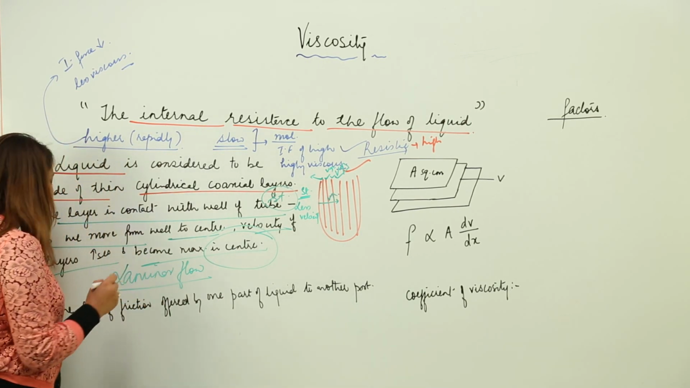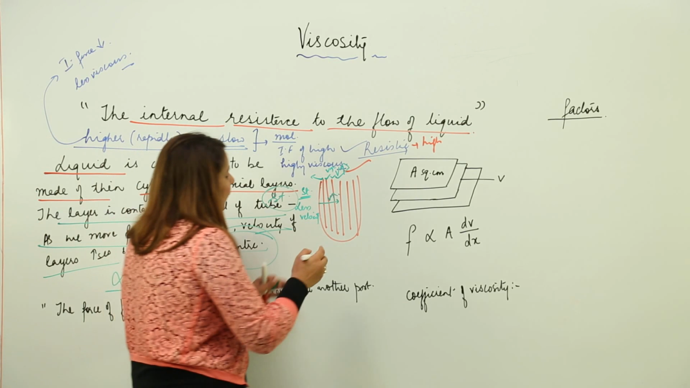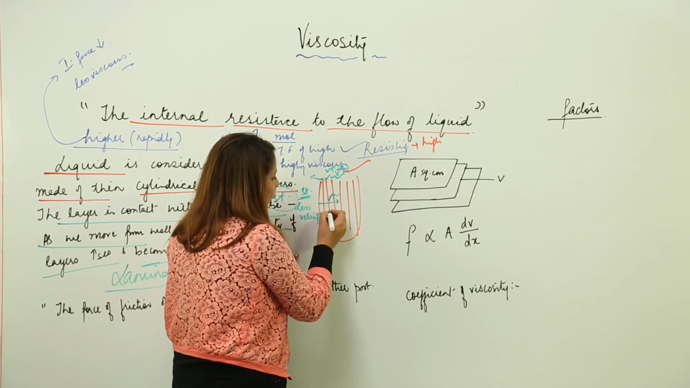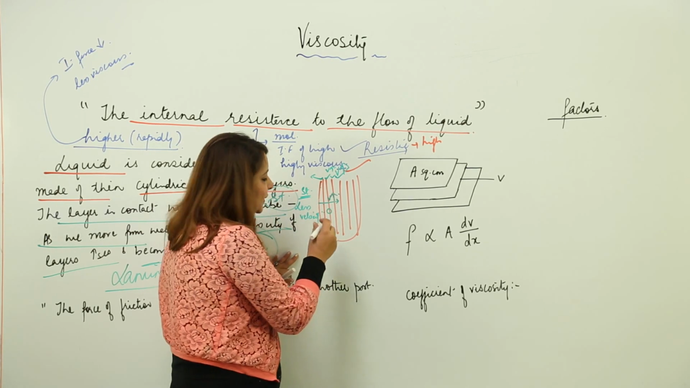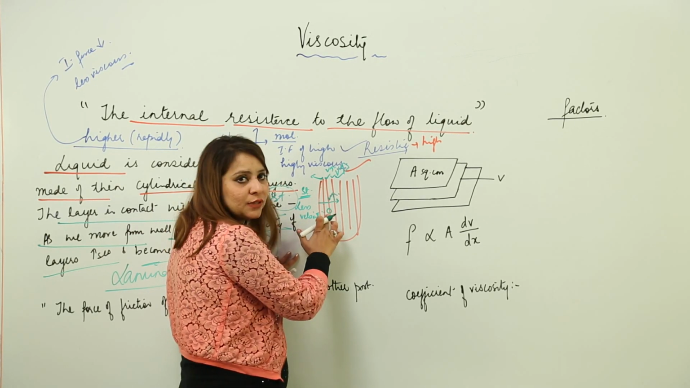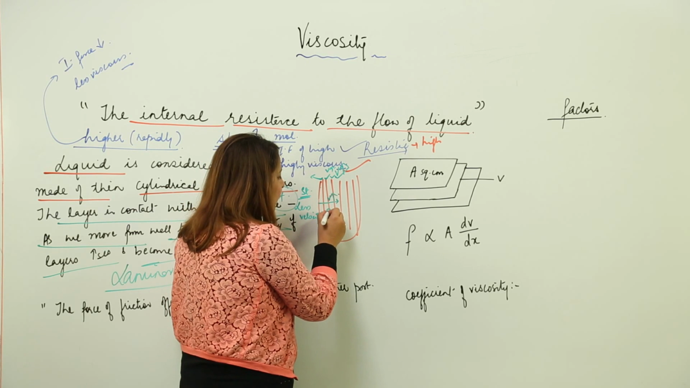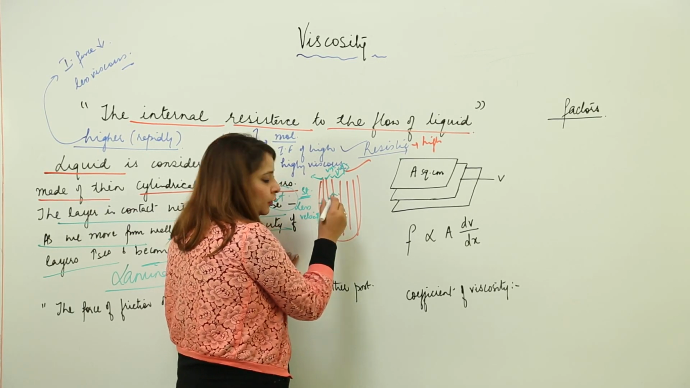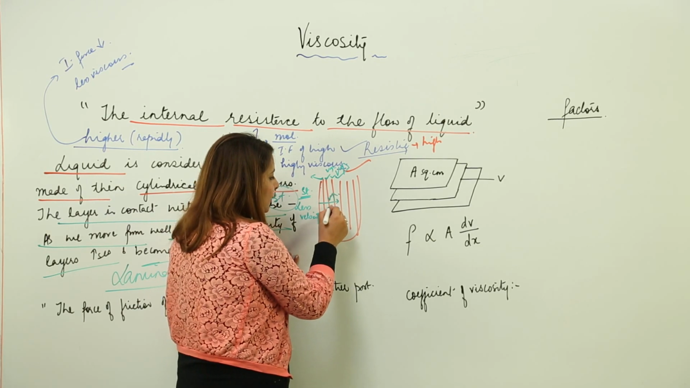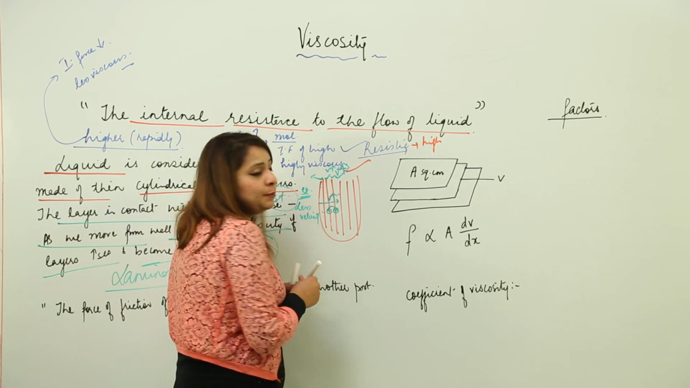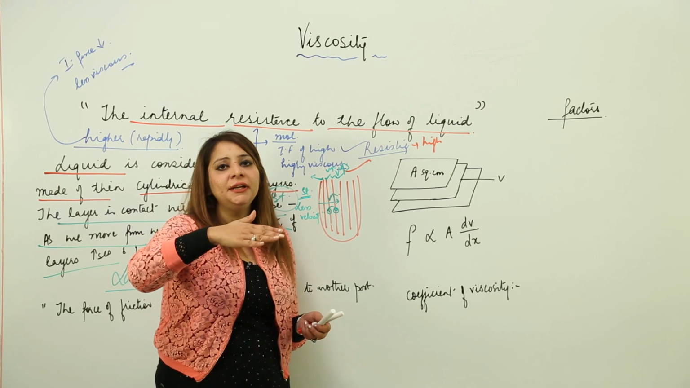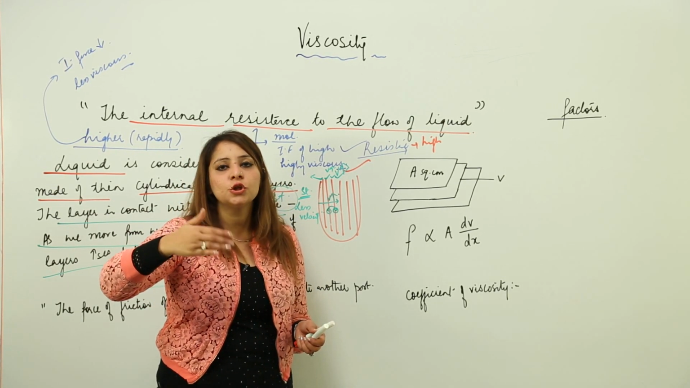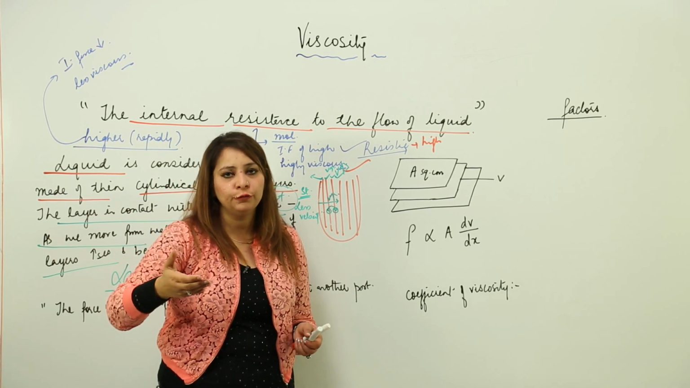Suppose I pour a liquid here. This layer is not allowing this layer to flow, so it is somehow offering a resistance to this layer. Likewise, this layer will not allow this layer to flow, so this is offering a resistance to this. One lamina is offering a resistance to another layer, so it is not allowing the other layer also to flow.